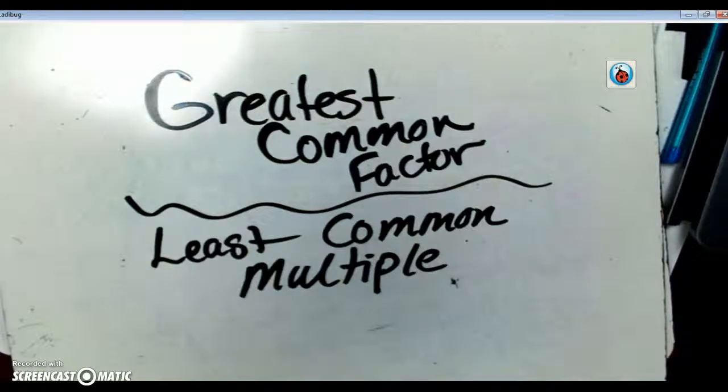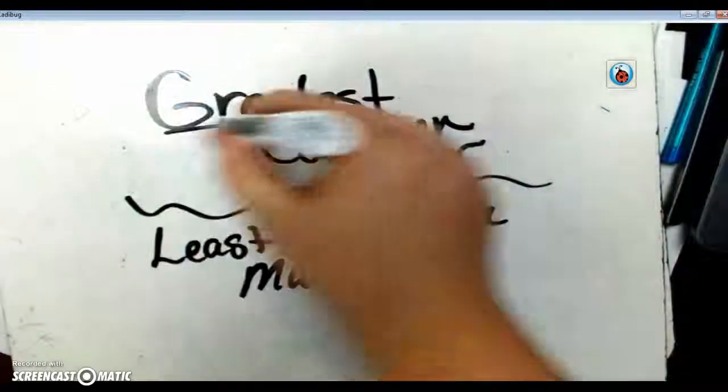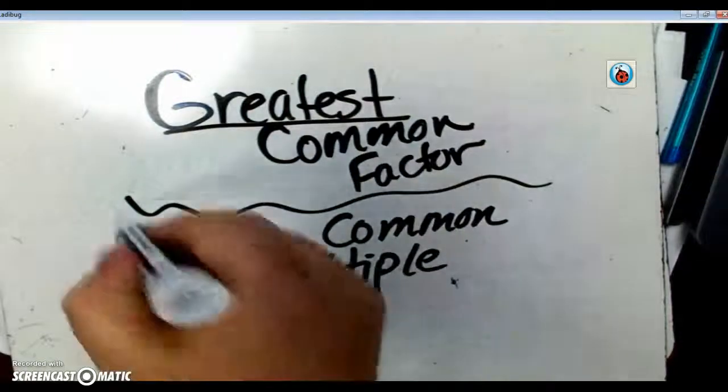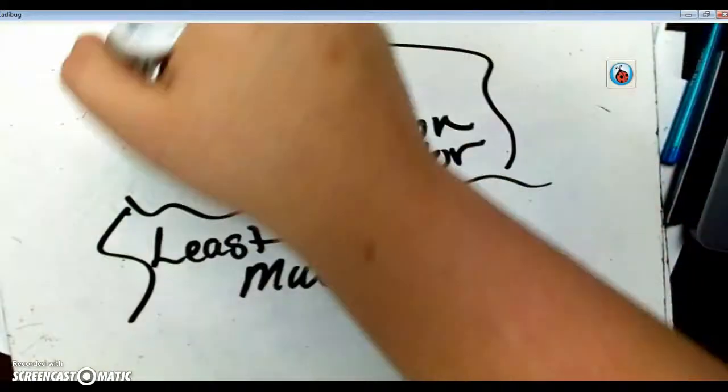What are factors? Factors are numbers that you can multiply together to get a product, which is the answer to multiplication. Those 2 numbers that I'm multiplying together are called my factors. When I say greatest, I'm trying to find the largest, the biggest.